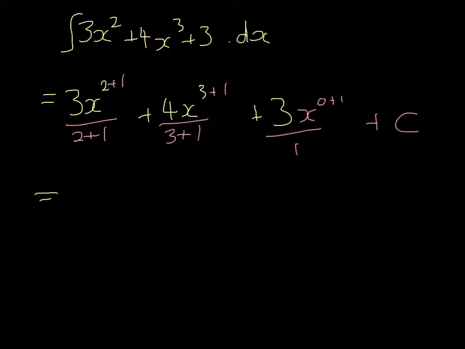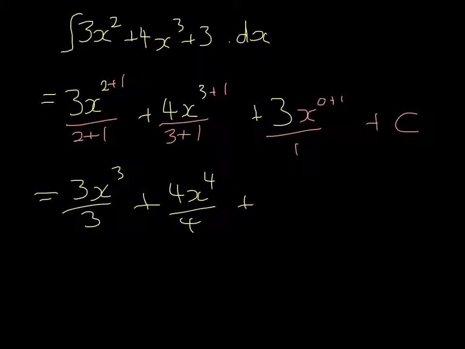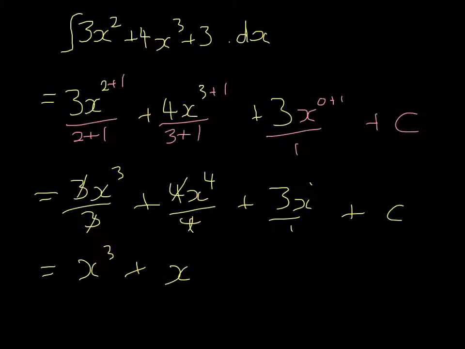So that will be equal to 3x cubed over 3 plus 4x to the 4 over 4 plus 3x to the 1 over 1 plus c. Cancel a few things down. That will leave us with x cubed plus x to the 4 plus 3x plus c. Okay, how do we find this c value? We'll move on to that now.